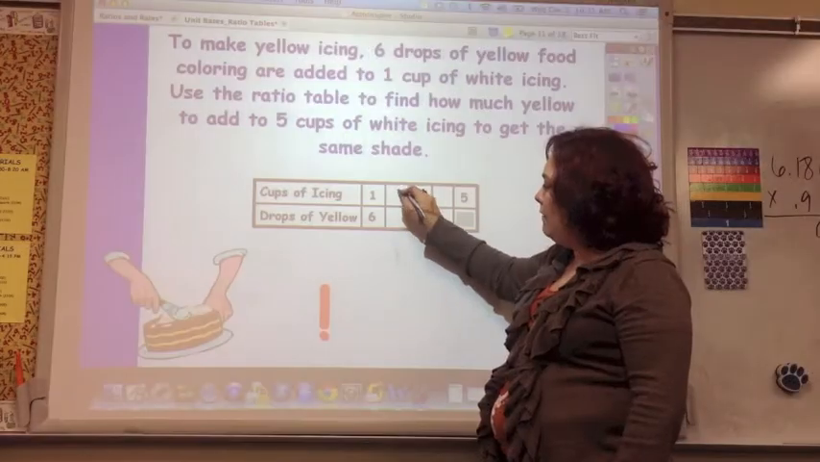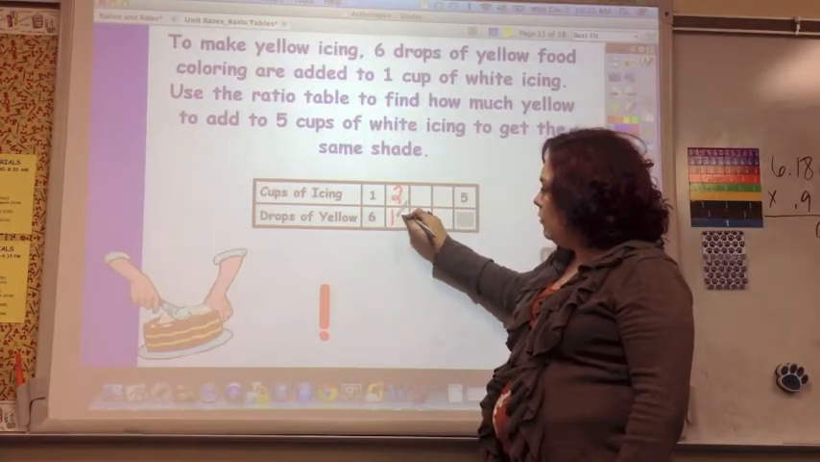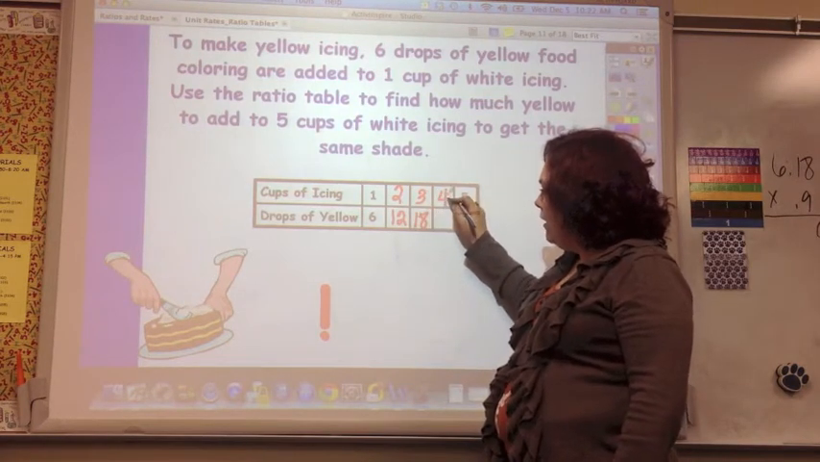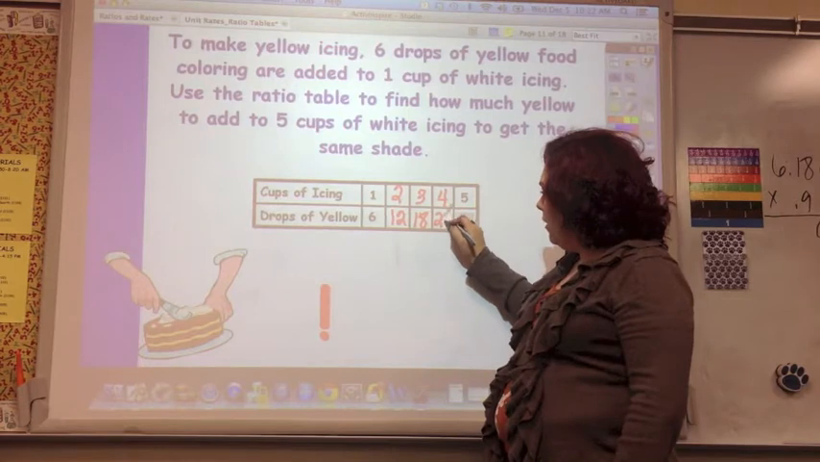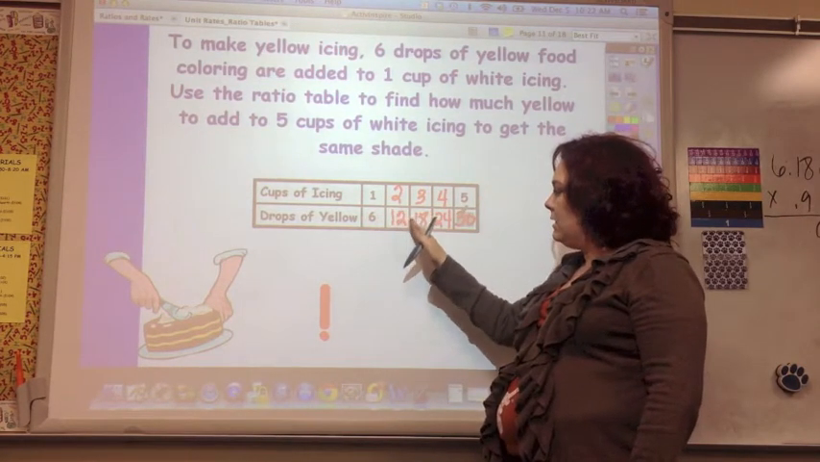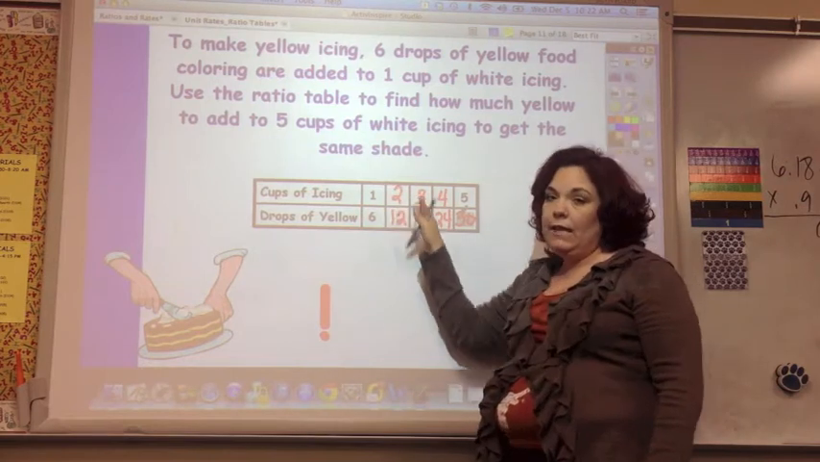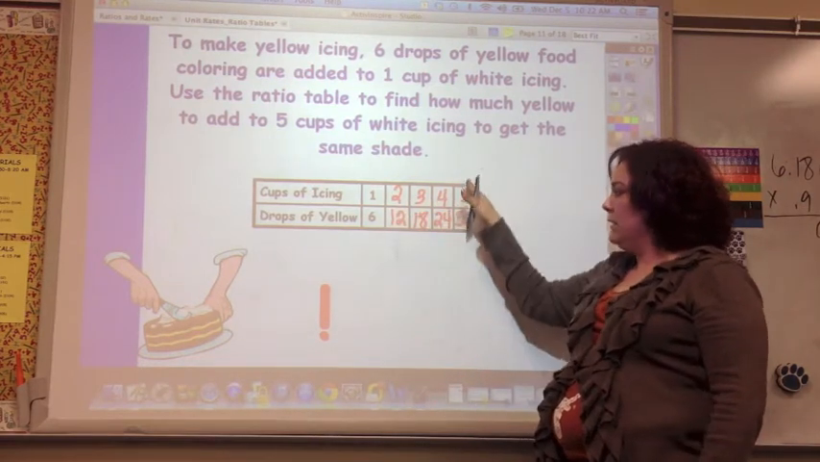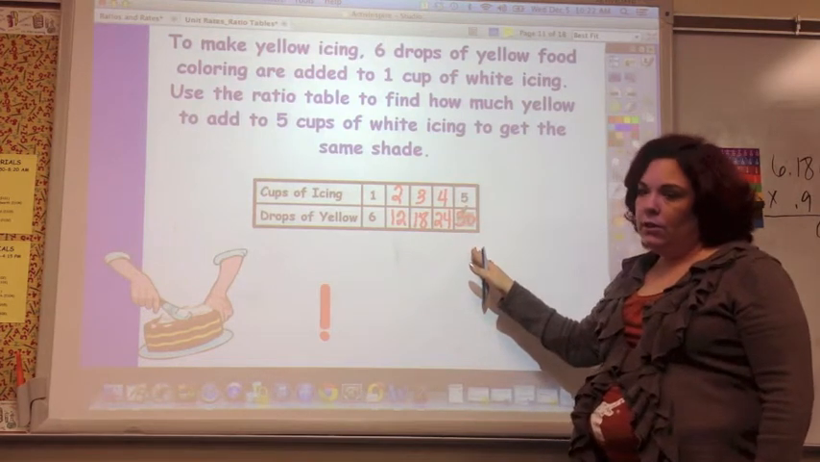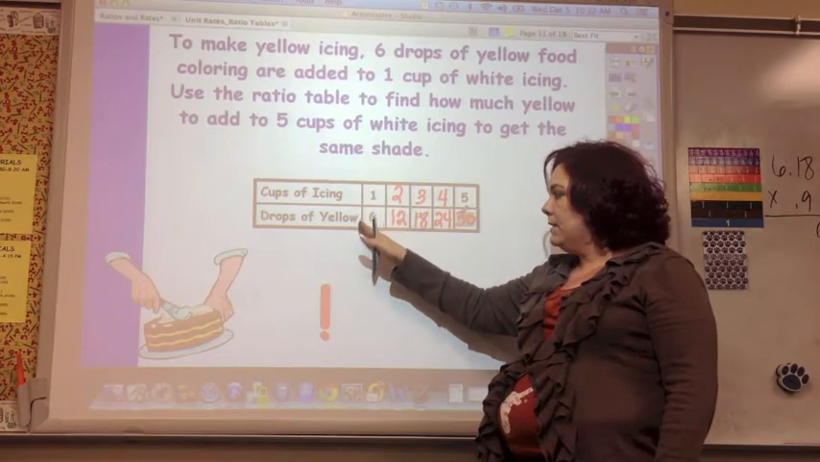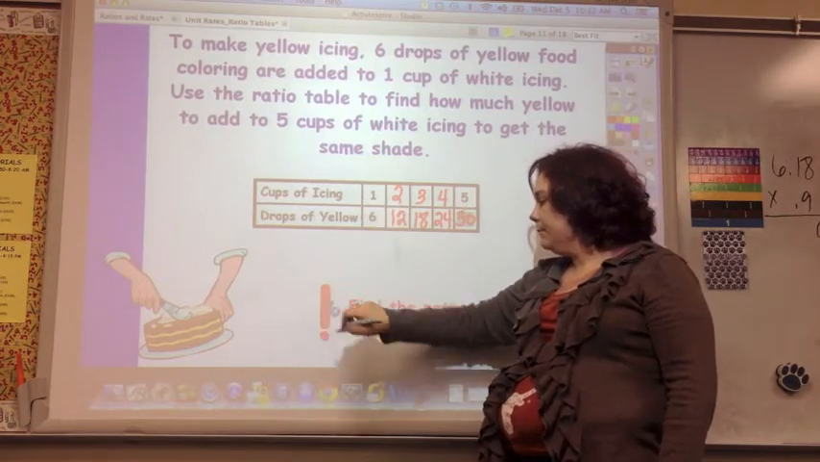Cups of yellow. If I have 2 cups, it would be 12. And if I have 3, it would be 18. And if I have 4, it would be 24. And if I have 5, it would be 30. I'm adding 6 each time. But if I look at the relationship, it's times 6, times 6, times 6, times 6. So my ratio is 1 to 6, so to get from 1 to 6, it's times 6.